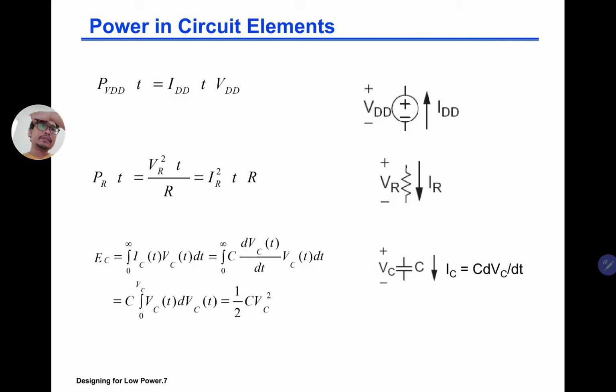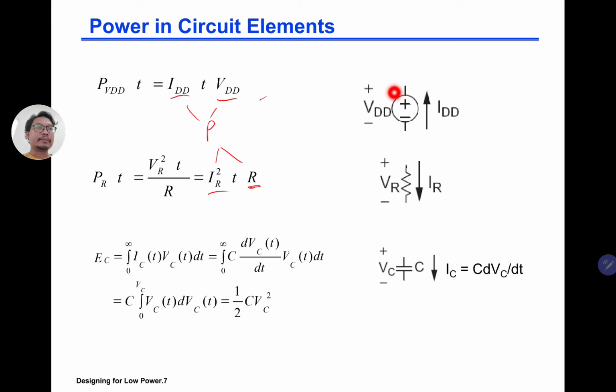Now, power in the circuit element. If we have a voltage source, P_VDD(t) equals I_DD(t) times VDD. Power across a resistor is I squared R, so I squared R here is your power. I_D times VDD is your power. If you multiply it with T, you get your energy.